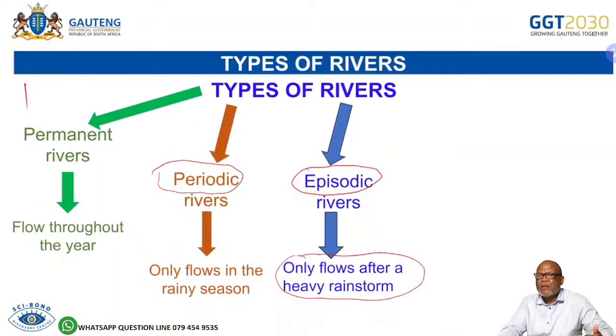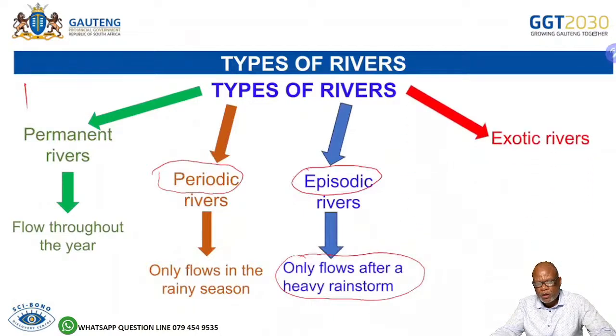So the rain must be heavy so that water can flow on the surface. Because if it flows gently, the rainfall is not that heavy, there is going to be more infiltration, and therefore the river will not flow. So these rivers require a heavy rainstorm for them to flow. Those are your episodic rivers. And the last type of river that we're looking at here is what we call exotic river. So what are exotic rivers?